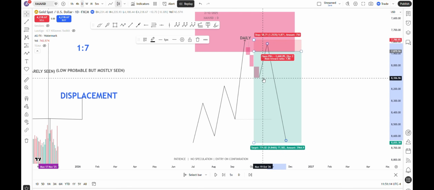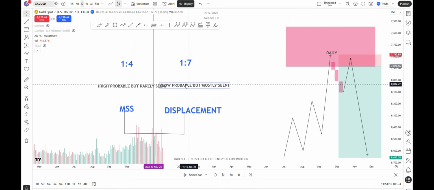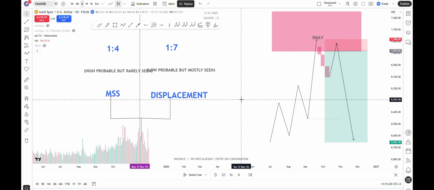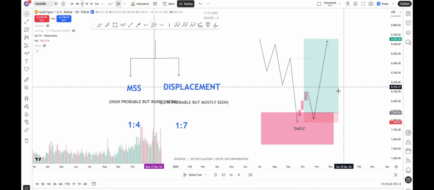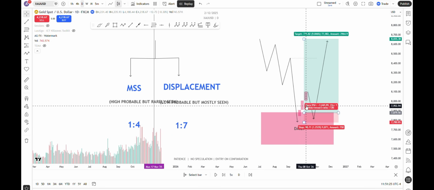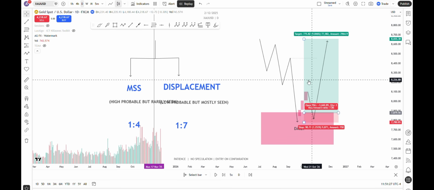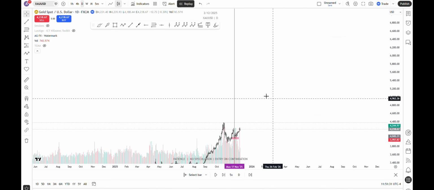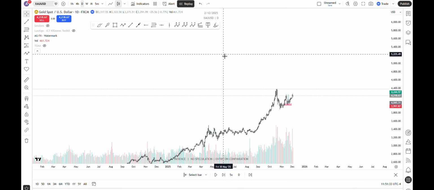So this kind of entry model actually gives you a higher risk to reward compared to market structure shift. But this is a low probable entry model, so it has a lower accuracy than market structure shift. But this is the one that will be seen most of the time in the market. Okay, now let me show you some examples based on this one.